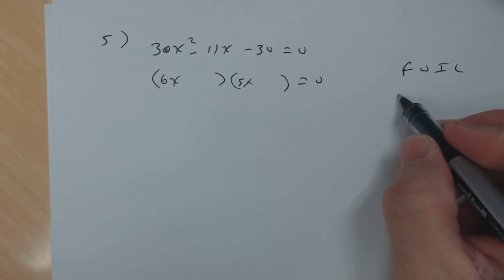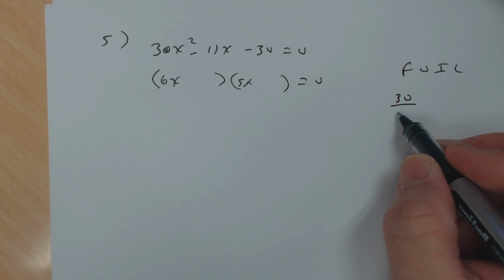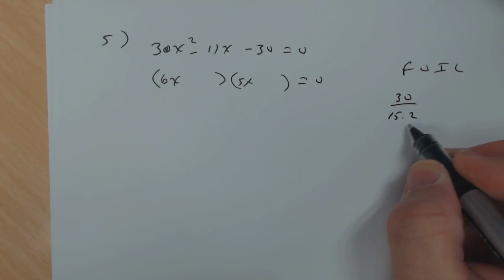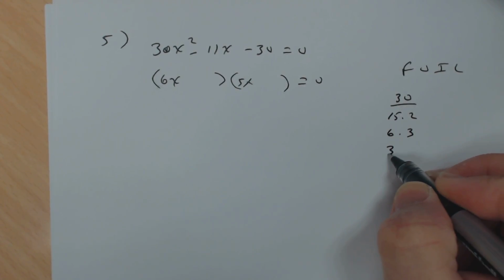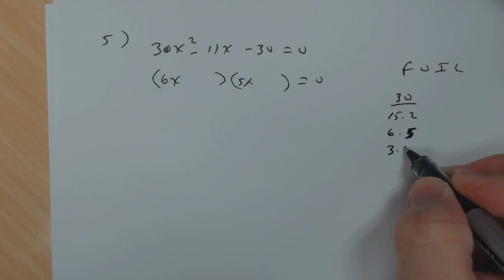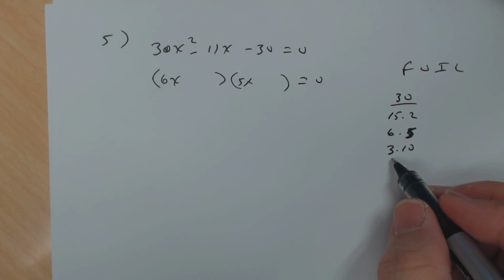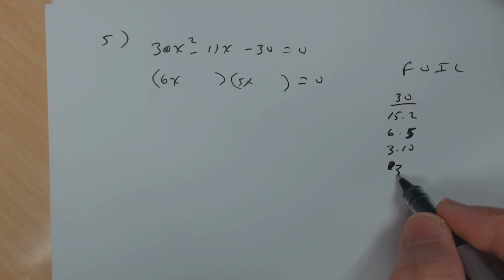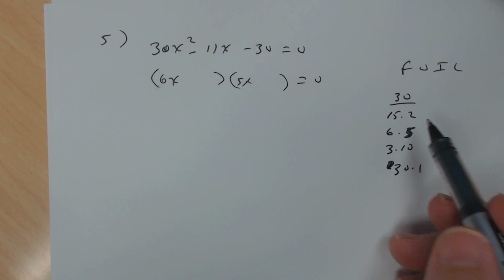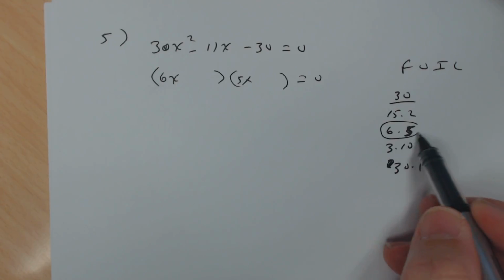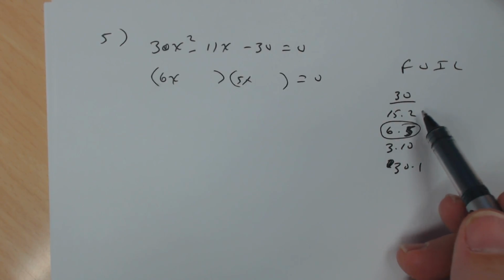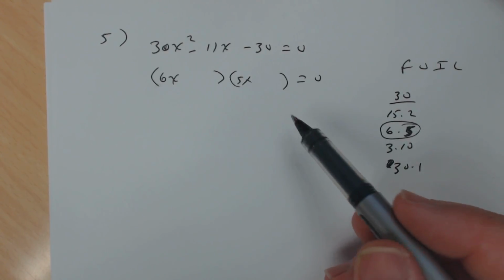All right, 6 and 5. Now remember, the possibilities for 30 are 15 times 2, 6 times 5, 3 times 10, 2, I already did the 2, and that's about it, 30 times 1. All right, so there's a possibility. I'm going to try the 6 and 5 first because they're close together on the number line. It may not be right, but let's just try it, and if it doesn't work, we'll try something else.